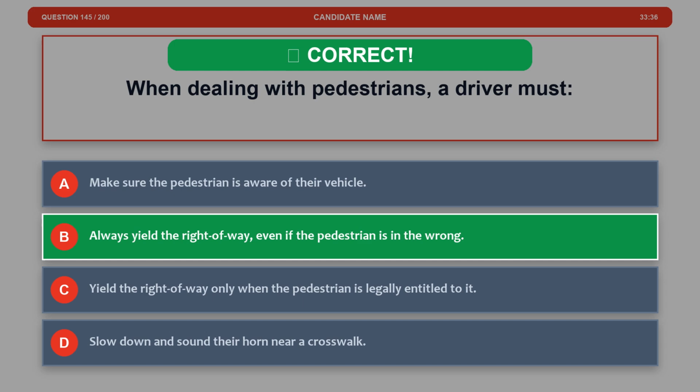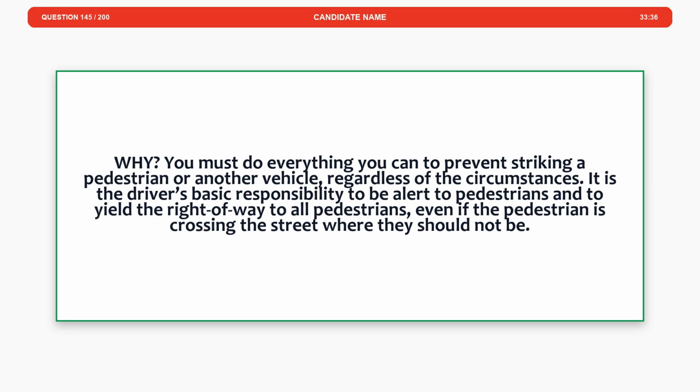The correct answer is option B. Always yield the right of way, even if the pedestrian is in the wrong. Explanation. You must do everything you can to prevent striking a pedestrian or another vehicle, regardless of the circumstances. It is the driver's basic responsibility to be alert to pedestrians and to yield the right of way to all pedestrians, even if the pedestrian is crossing the street where they should not be.